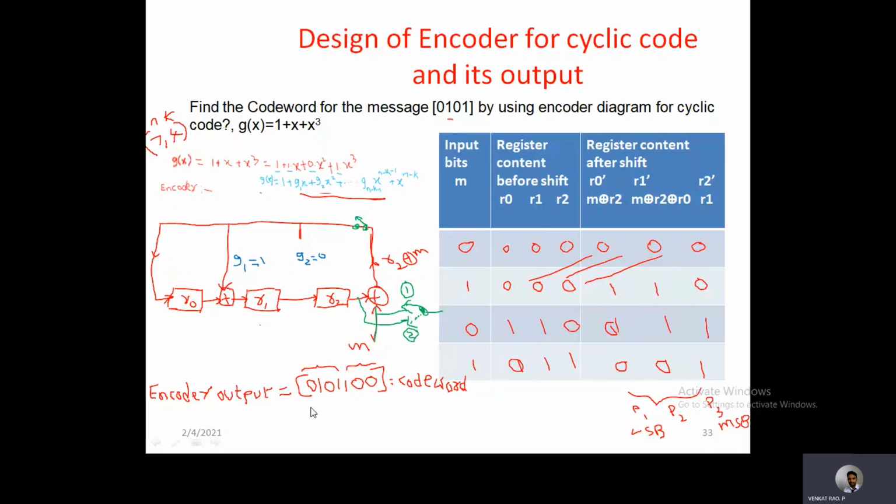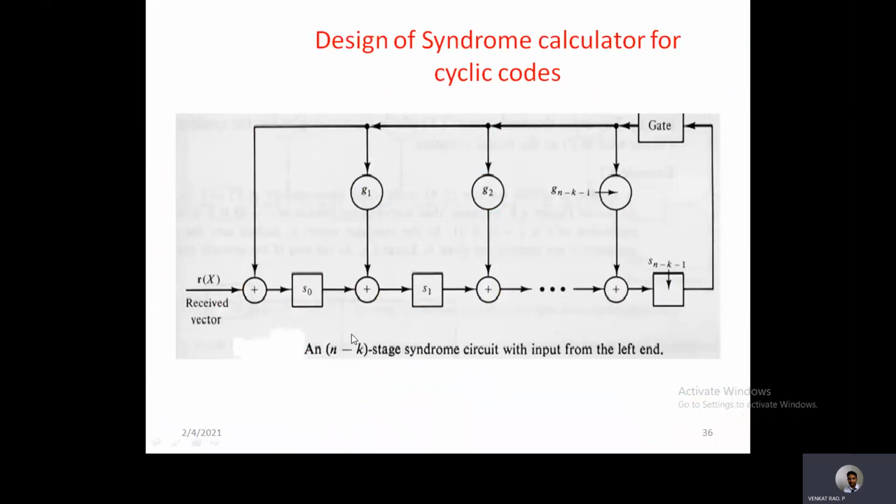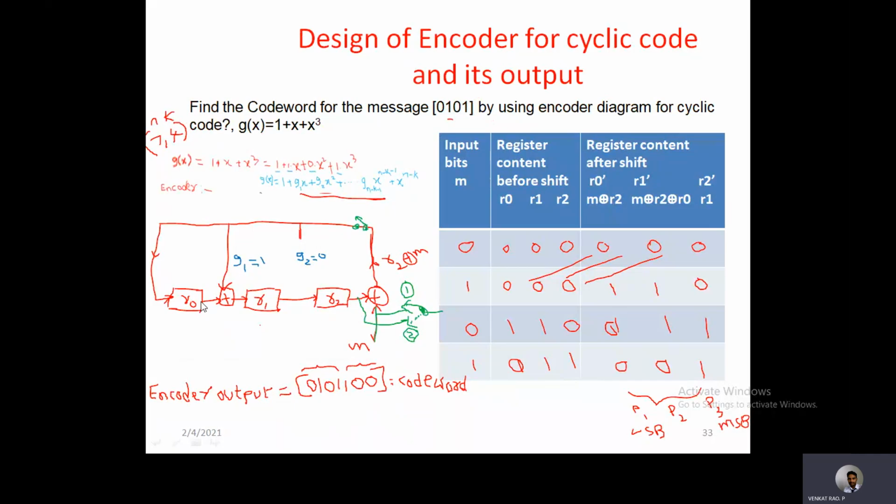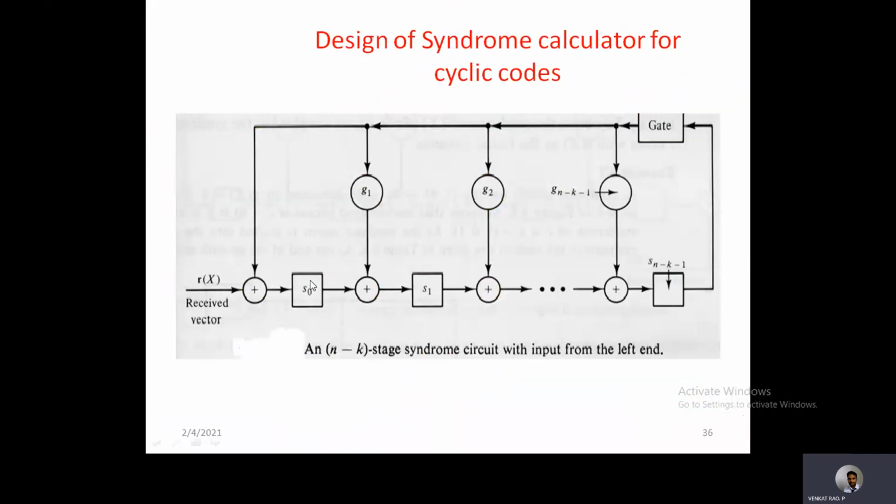We need to identify the errors, detect them, and finally correct them. For that purpose, we should use this syndrome diagram to calculate the syndrome. Based on the syndrome vector only, it is possible to find the errors. In the encoder diagram, we calculated the parity bits from the contents of these flip-flops. Here also, the contents of these flip-flops are nothing but the syndrome vector.